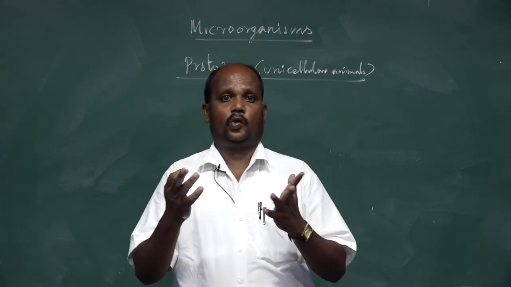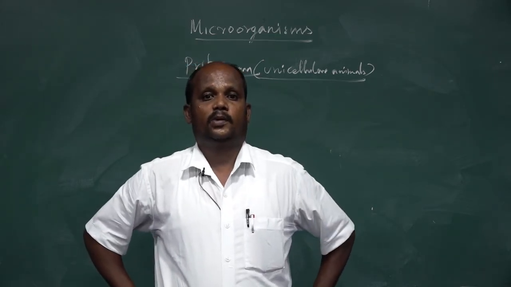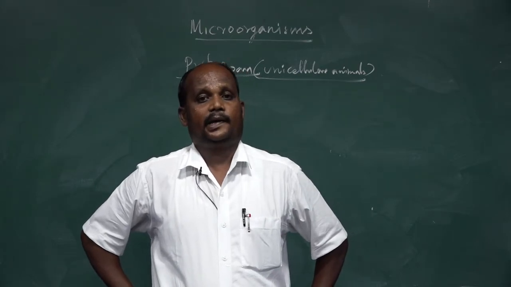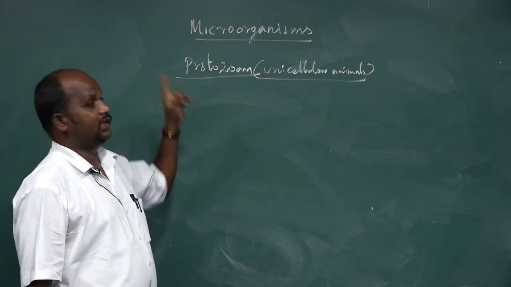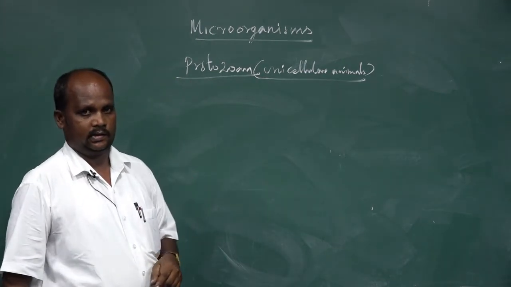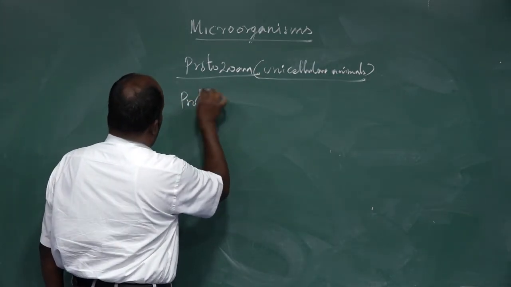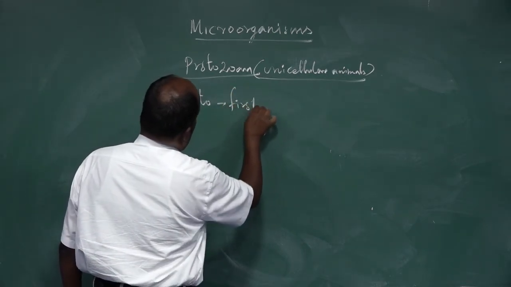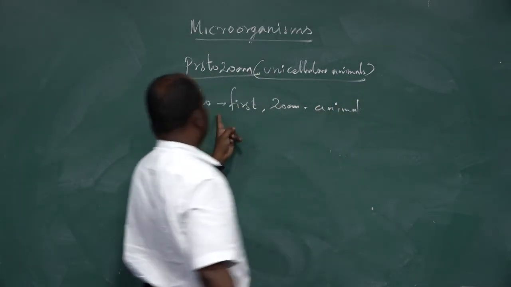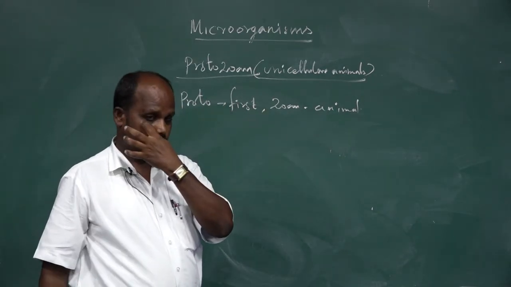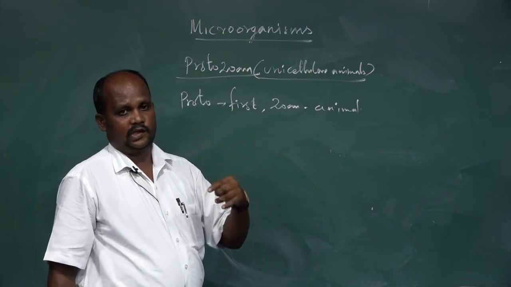Just 20 minutes before I told you how plants are classified: angiosperm, gymnosperm, bryophyta, pteridophyta, fungi, algae. Likewise, animals are classified into unicellular animals and multicellular animals. For unicellular animals, the only example is protozoans. Proto means first, and zoan means animals. So the meaning is first animals. All the single cell animals come under the classification protozoans.